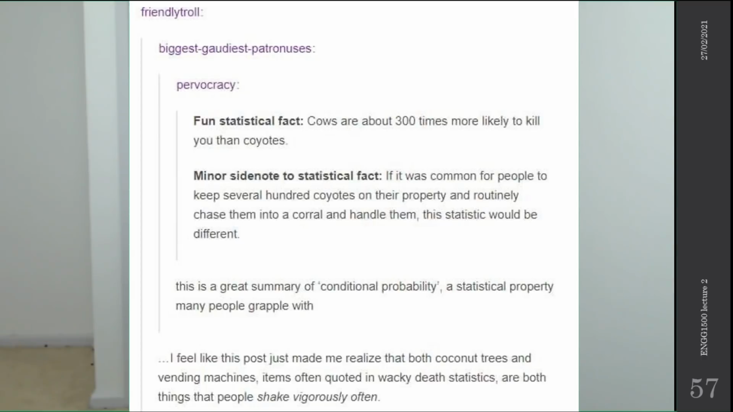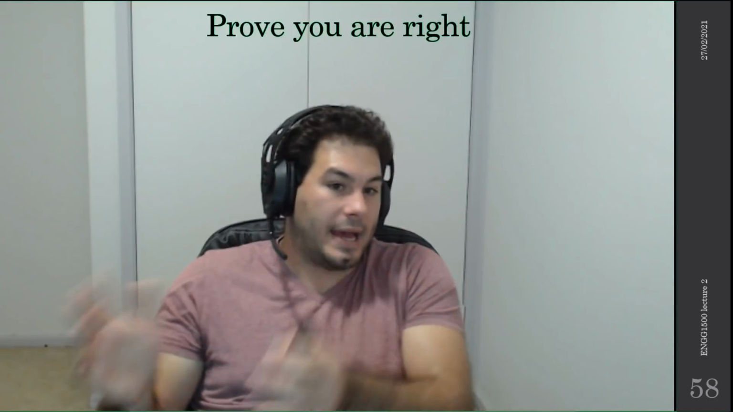Like, the fact's not wrong. People may die from cows 300 times more than from coyotes, but it's a misinterpretation of the fact to say cows are more dangerous. Okay? Sweet. So that's one thing. And you want to be very careful with data that you obtain and how you interpret it.